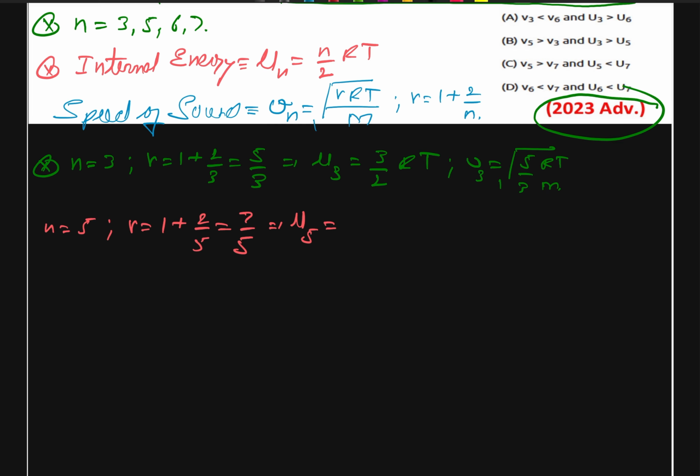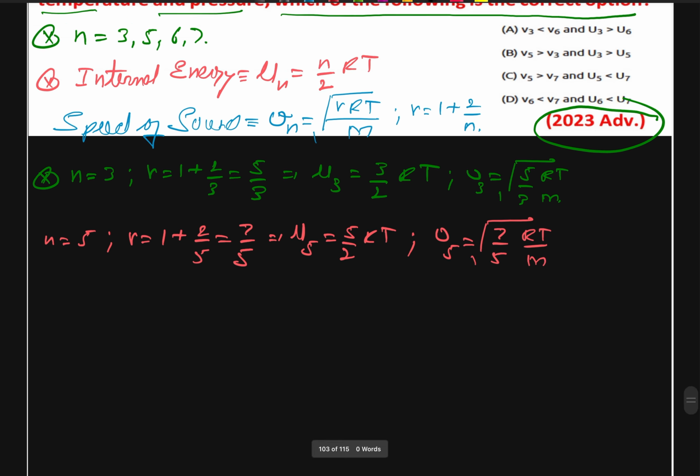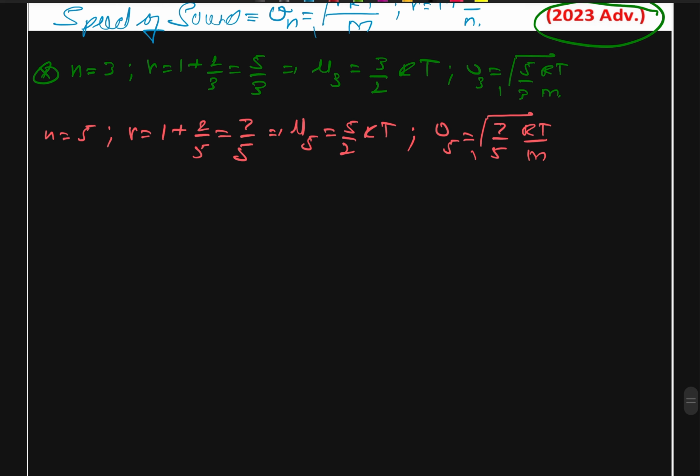U of 5 is equal to 5 by 2 RT, and V of 5 will be equal to 7.5 times RT upon m, under a square root. The next value of n is 6. So we can say the value of n is equal to 6, giving us gamma is equal to 1 plus 2 by 6, which comes as 4 by 3.